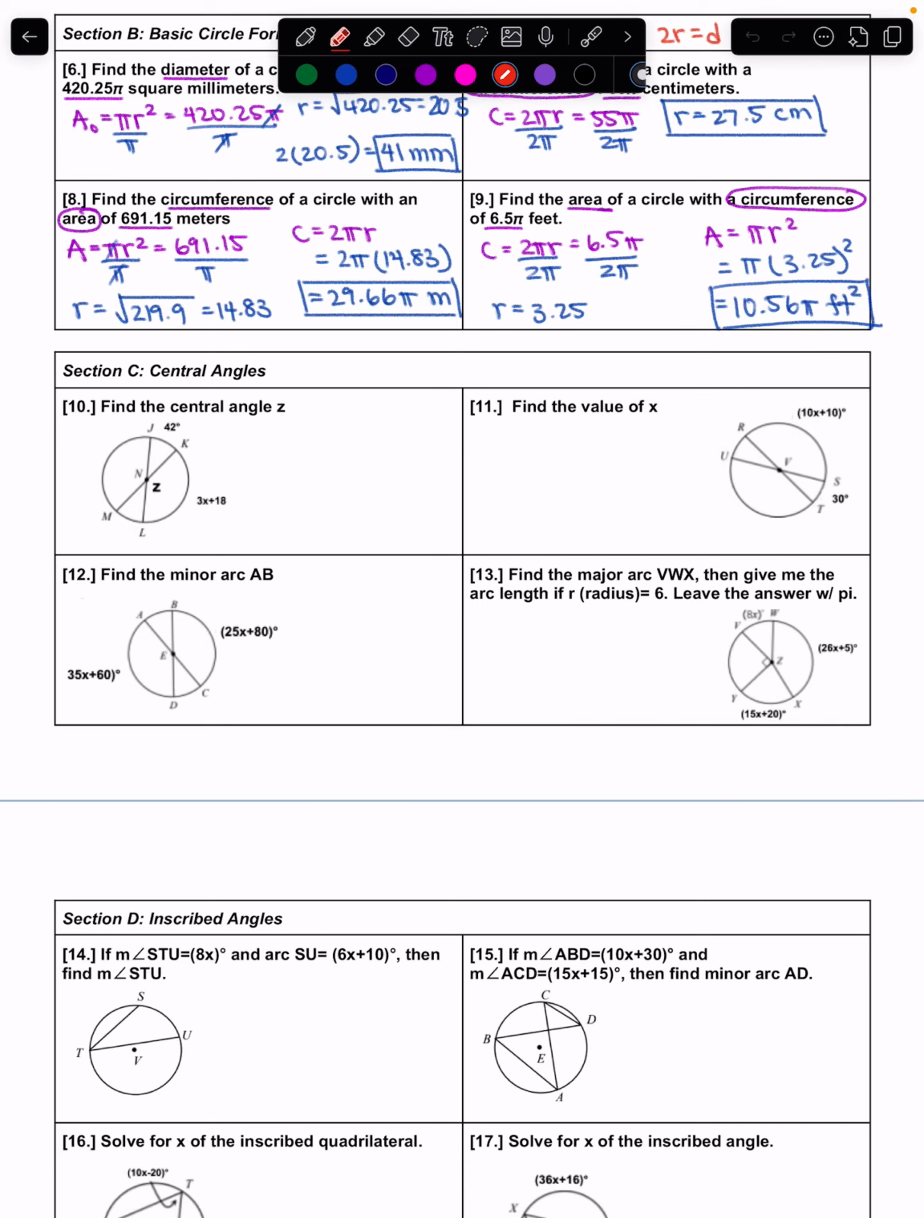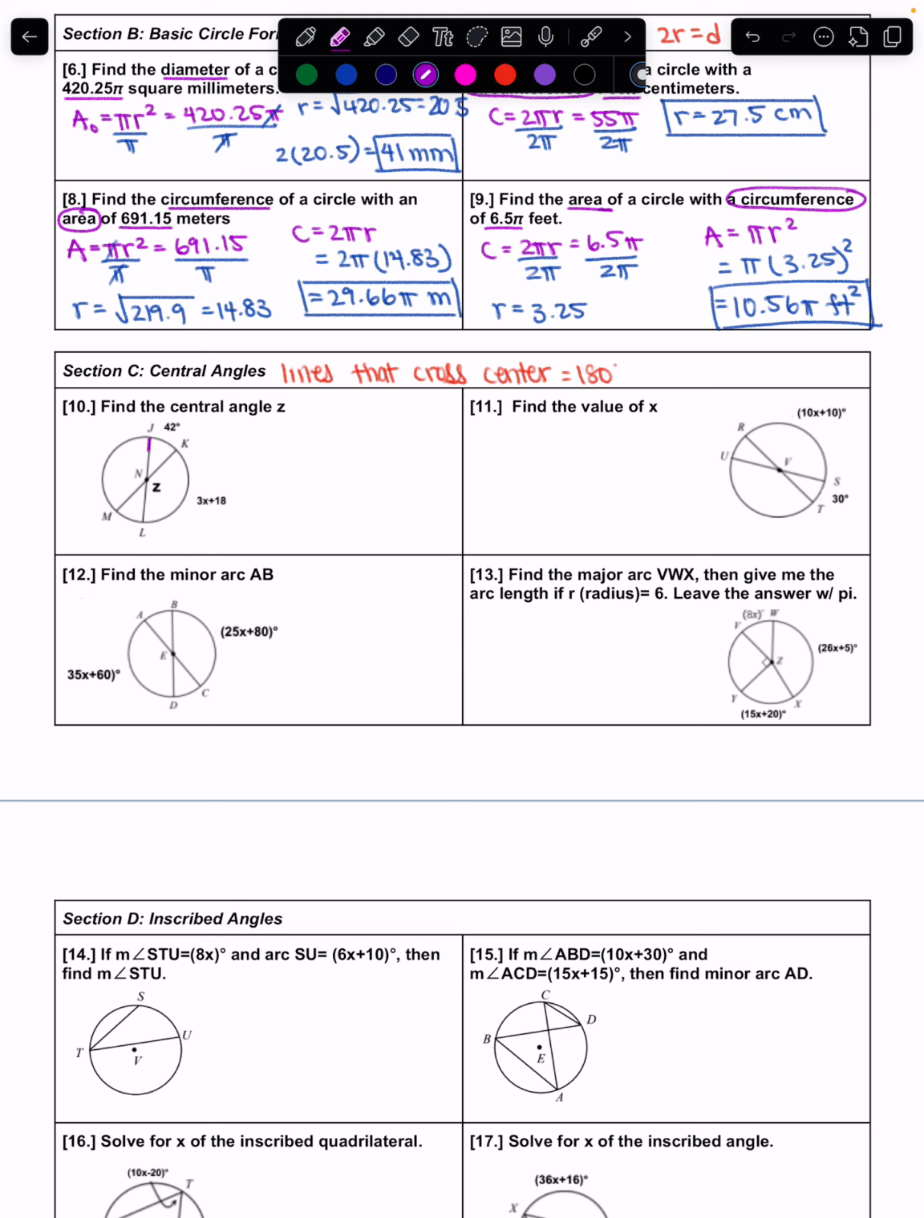In section C, the focus is central angles. The most important thing here is that lines that cross the center equal 180 degrees. It makes that semicircle, okay? So for number 10, find the central angle Z.